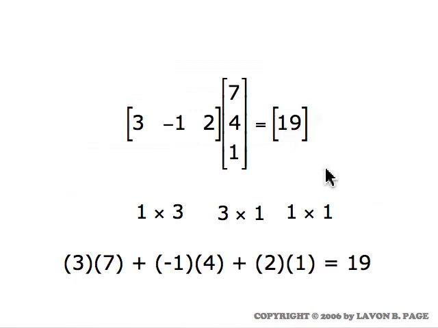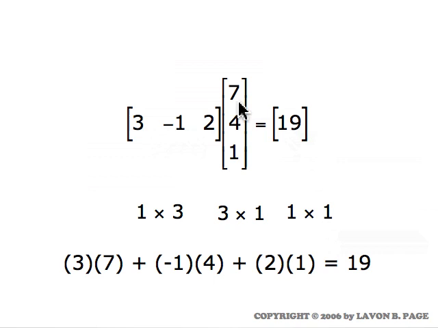Here's a simple example to illustrate how it is done. We have a matrix with only one row, 3 columns, and a matrix with only one column, 3 rows. A 1 by 3 times a 3 by 1 matrix. And that will give us a 1 by 1 matrix, a matrix with only one number.